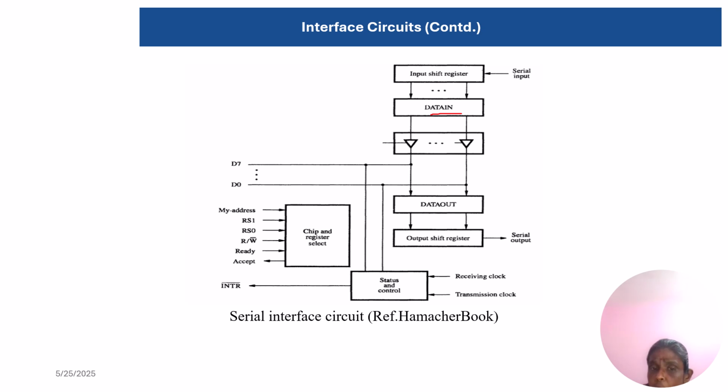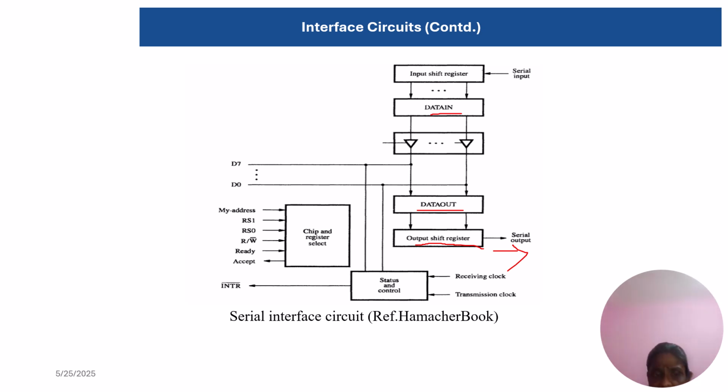In the output stage, the data out register gets all 8 bits in parallel form, and all 8 bits are given to the output shift register, which shifts the parallel bits into serial bits, which are then taken by the input-output devices.